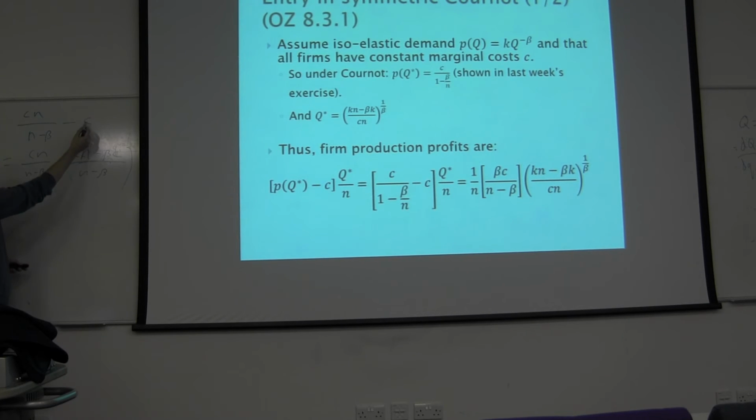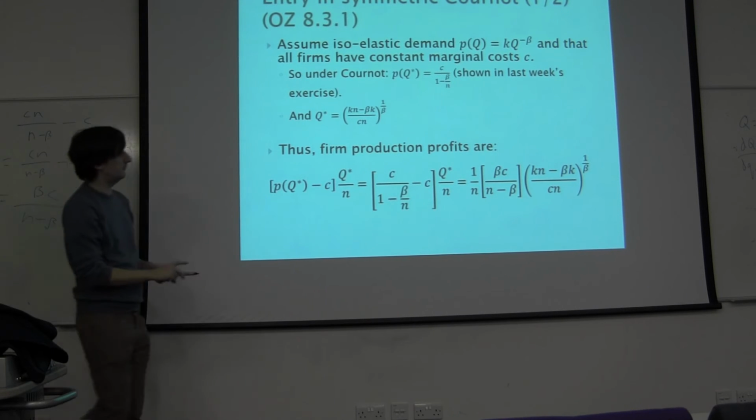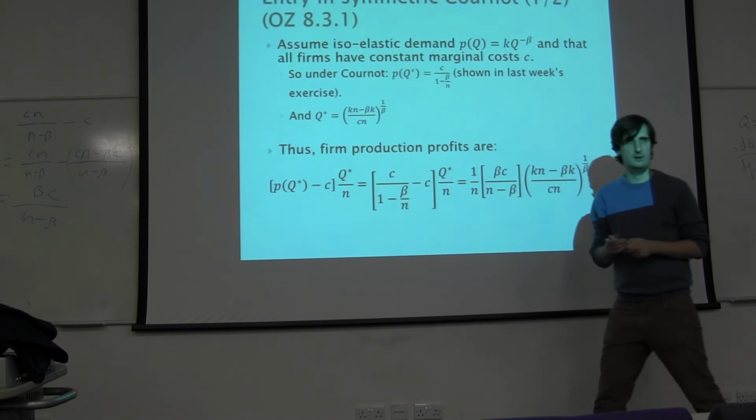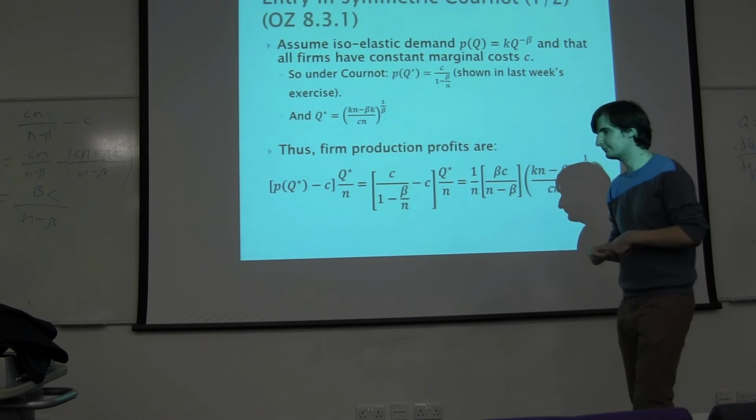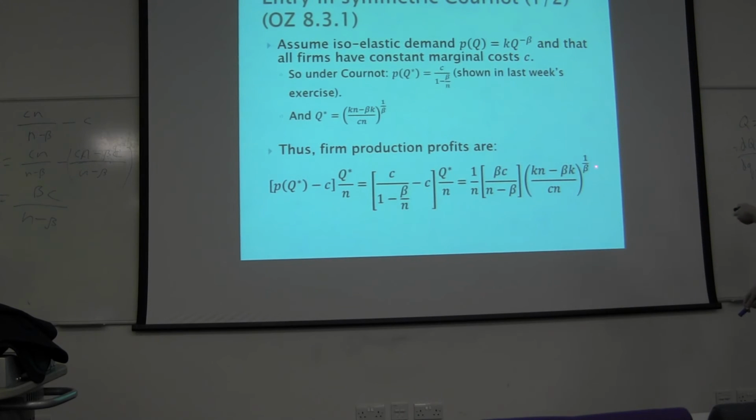Is that clear? C is just equal to Cn minus beta c over n minus beta, because the n minus betas cancel. Okay, so this is Cn minus Cn, those are going to cancel out. Minus minus makes a plus, so it's beta c over n minus beta. Which is hopefully what I've got. Yeah, beta c over n minus beta. Okay, so these are the profits firms make in the production period under Cournot competition.